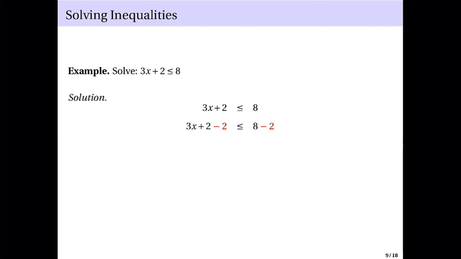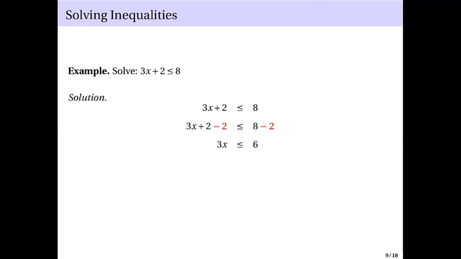So if we simplify this, we have here 2 minus 2. That becomes 0. So on the left-hand side, we just have 3x. On the right-hand side, we have 8 minus 2, so we get 6. So we just simplified; we don't change the inequality. Okay? So again, we want to isolate x.